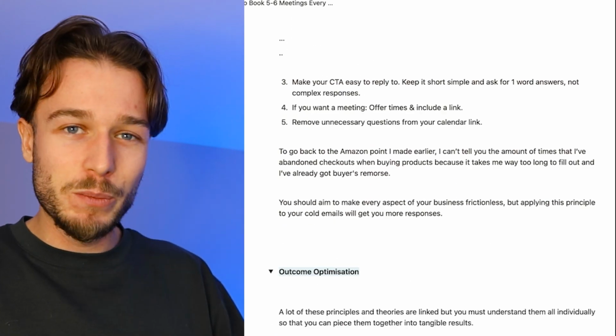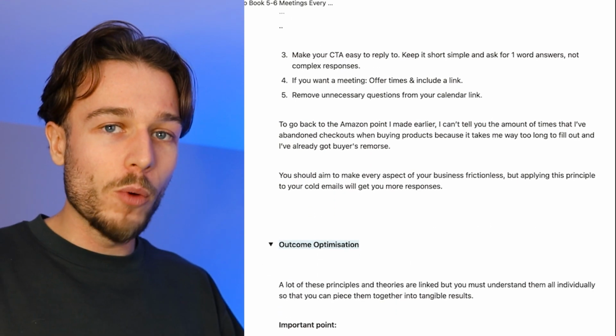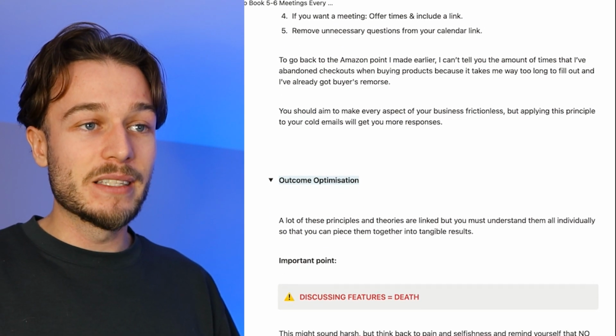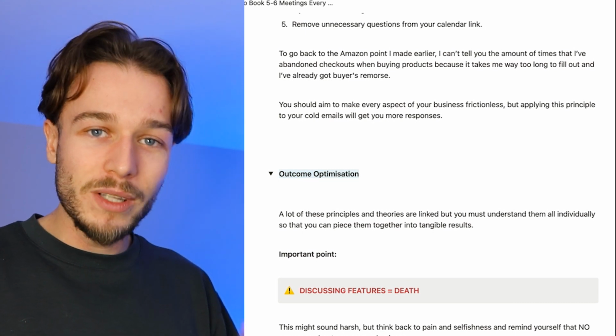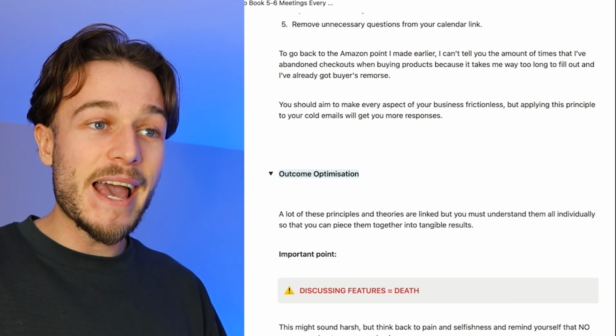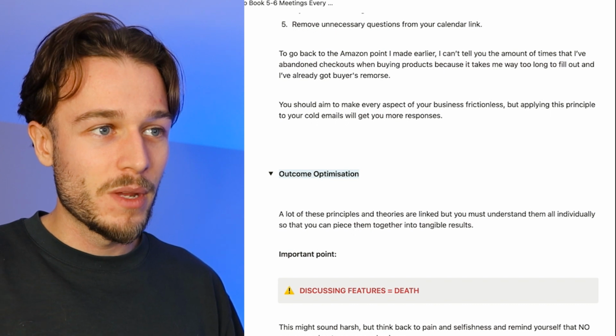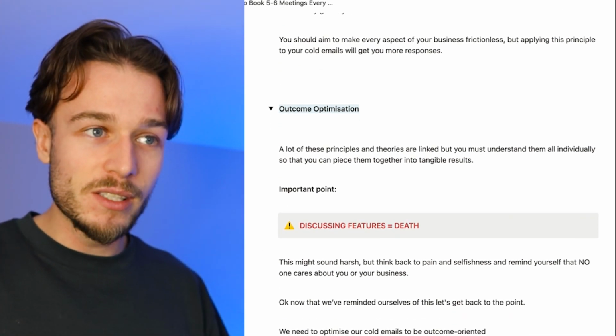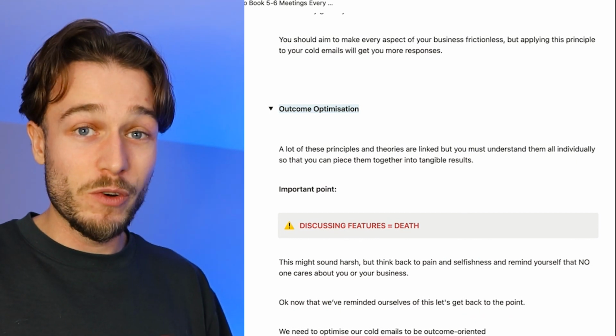So let's take a look at the next point here, and this is outcome optimization. A lot of these principles and theories are linked, but you must understand them all individually so that you can piece them together into tangible results. So a very, very important point here, and this is discussing features is death. Okay, I just want to repeat that.